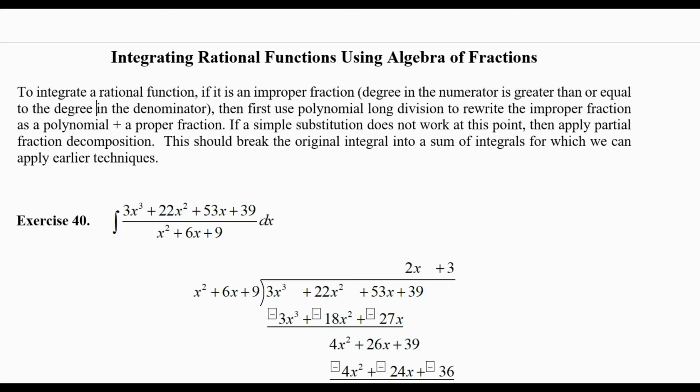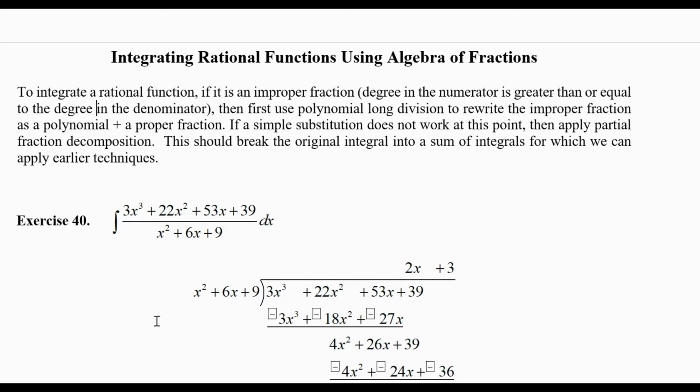Then the first thing you want to do in that case is use polynomial long division to write the improper fraction as a polynomial plus a proper fraction. Then, if simple substitution still doesn't work on the fraction part, apply partial fraction decomposition. This should break down the original integral into the sum of integrals, for which we can use some earlier techniques, perhaps simple substitution, perhaps trig substitution. So let's look at a couple examples of that.